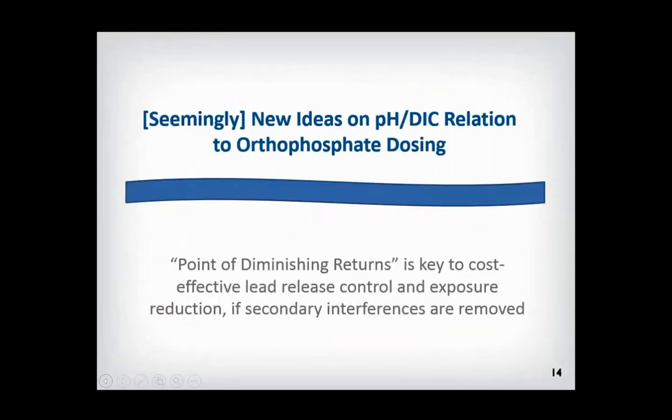Now, one of the concepts that's been around for a long time but is just receiving more recent attention is the concept of point of diminishing returns as the key to cost-effective orthophosphate dosing. And this is really the way to approach orthophosphate treatment. It often hasn't been done this way. Usually systems have added just enough phosphate to squeak under the action level. But if your intent is really to minimize the lead release, minimize the lead exposure, you need to look at what is the amount of phosphate you add until you reach this point of diminishing returns, where increments of phosphate additions stop giving you real benefits in terms of lead release.